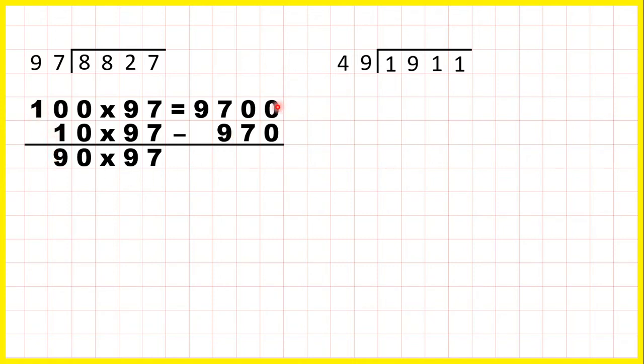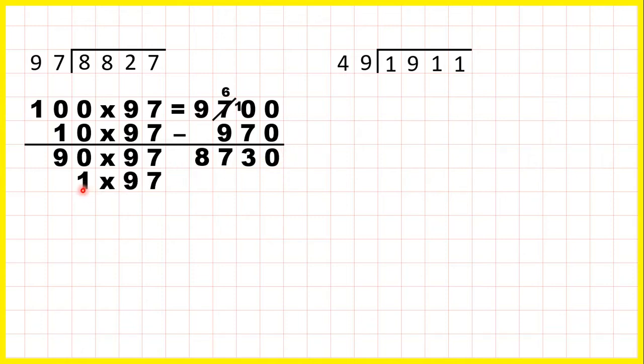So if we subtract, 0 minus 0 is 0. We can't do 0 minus 7, go to the left, 1 less, 1 in front. 10 minus 7 is 3. And 96 minus 9 is 87. But that gives us 8,730, which is slightly less than 8,827, but it's not much less.